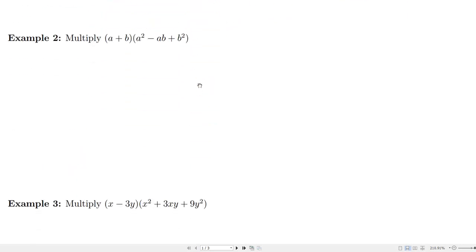Now let's multiply these two. So we have a plus b times a squared minus ab plus b squared. So how do we do this multiplication?